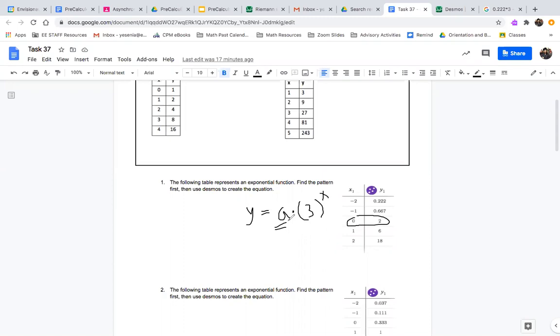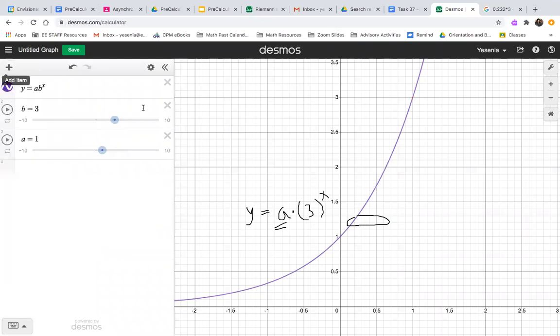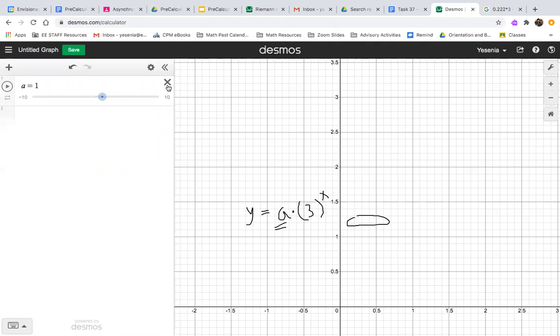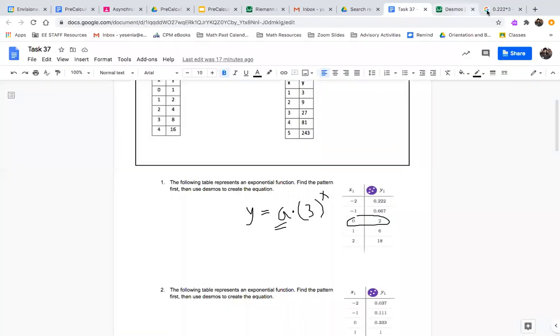So here I can already see that my growth factor is going to be 3, but I want to show you how you use the Desmos tool so that you can verify that on your own. So I'm going to redo it all. Again, you click here to add your table, and we're going to put our first values. So we had -2, 0.222, and I think the next one was -1, 0.667, I believe. Yeah. Yep.